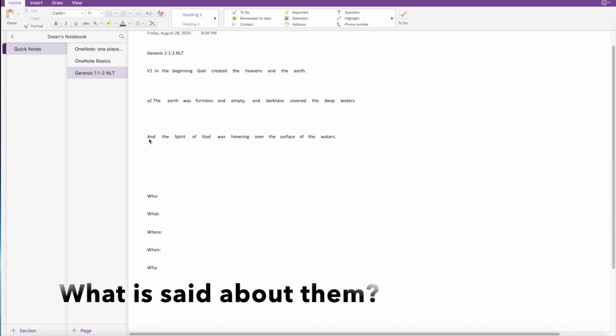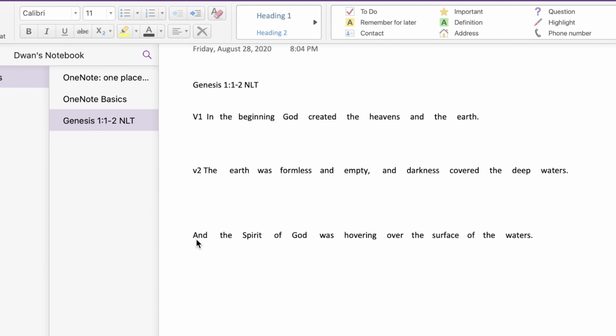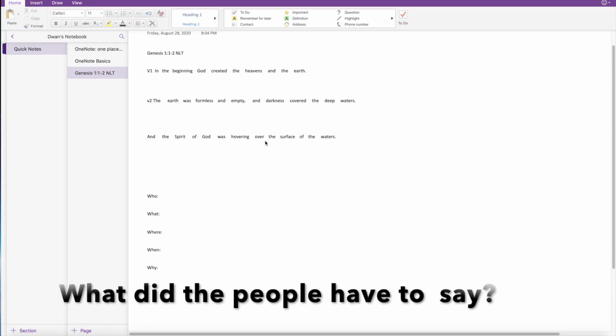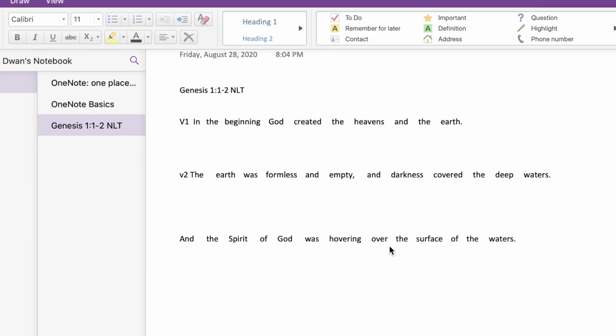And then under the who question, we got what is said about them. So it tells us that in the beginning, God created the heavens and the earth. And about the Spirit of God, it tells us the Spirit of God was hovering over the surface of the waters. And our next question would be, what do the people have to say? So in this text, God and the Spirit of God do not say anything, so we can't answer that question.